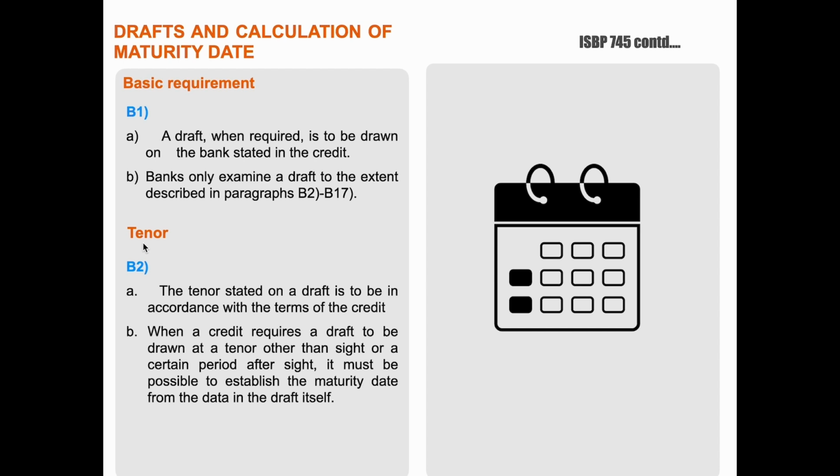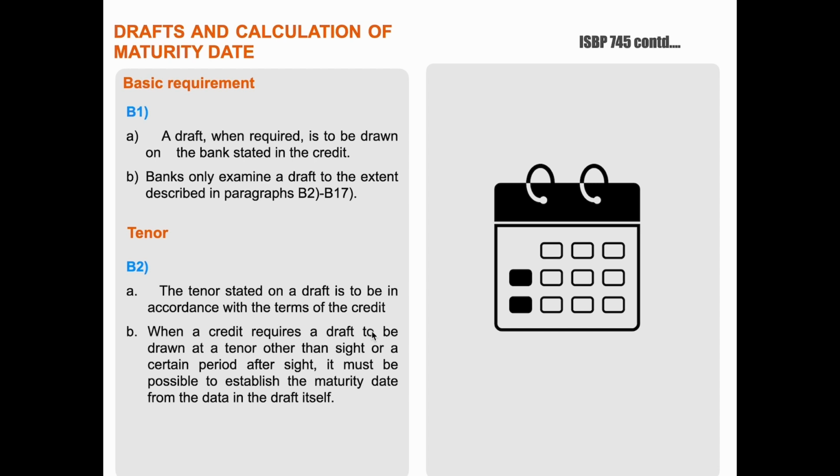First one is tenor. The tenor stated on a draft is to be in accordance with the terms of the credit. The message is very clear. For example, let us say the LC tenor is mentioned as sight. In this case, the draft must not mention a usance period like 30 days from BL or 90 days from BL instead of sight. The tenor stated on the draft must be in accordance with the LC.